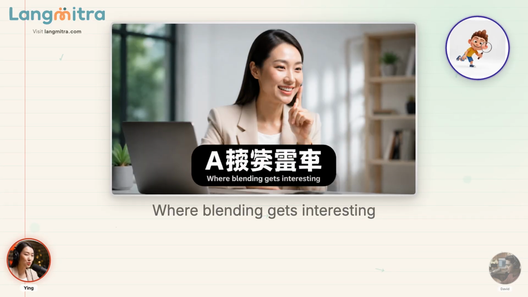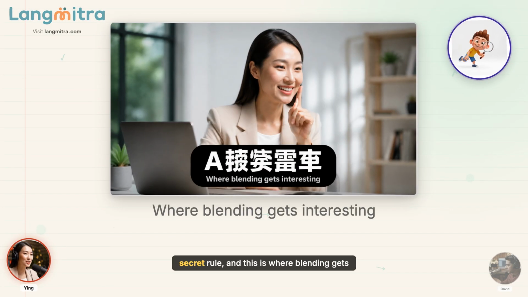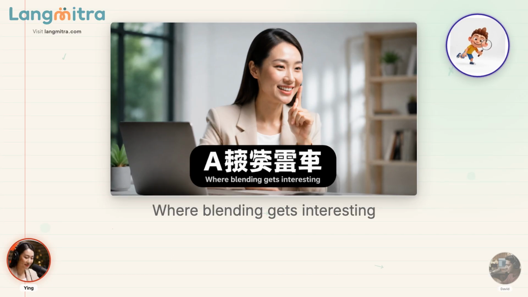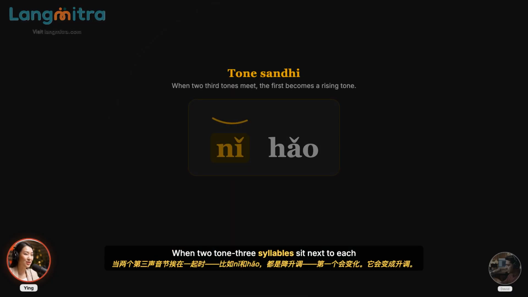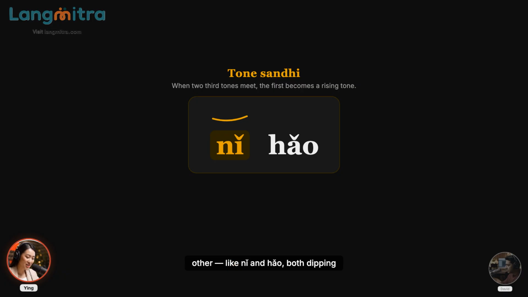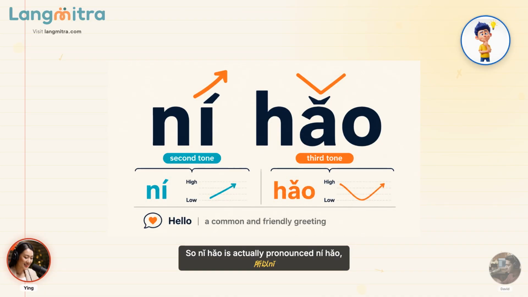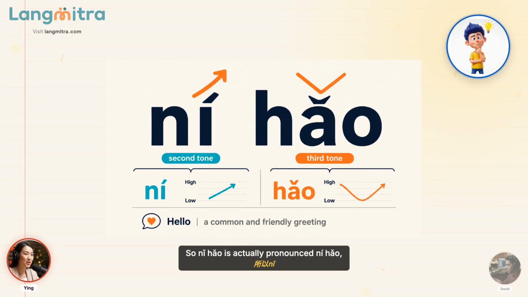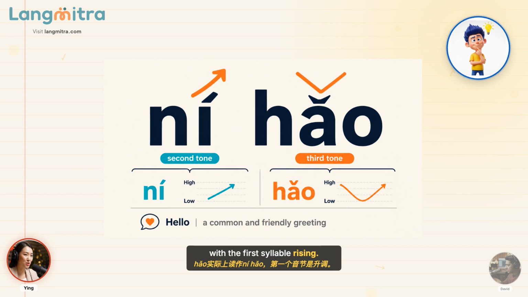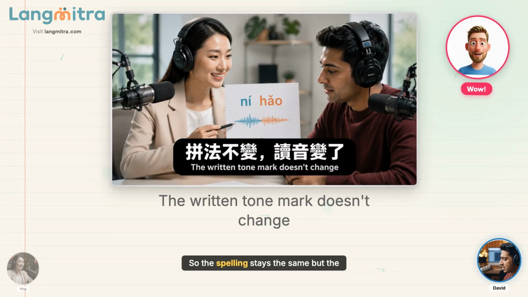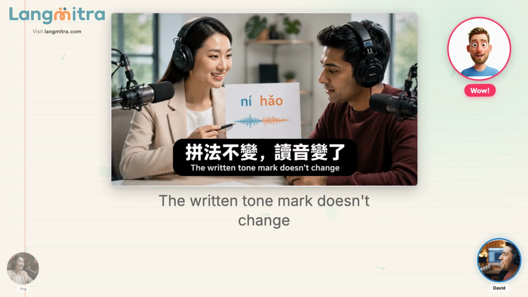See, you're a natural. But David, I have to tell you a secret rule. And this is where blending gets interesting. When 2 tone 3 syllables sit next to each other, like ni and hao, both dipping, the first one changes. It becomes a rising tone instead. So ni hao is actually pronounced ni hao, with the first syllable rising. Wait, really? So the spelling stays the same, but the sound changes?